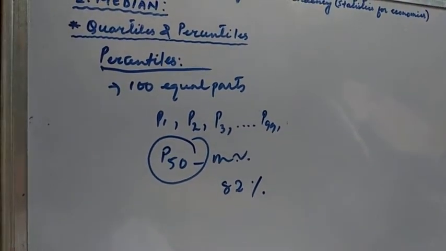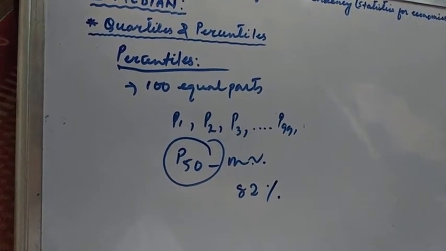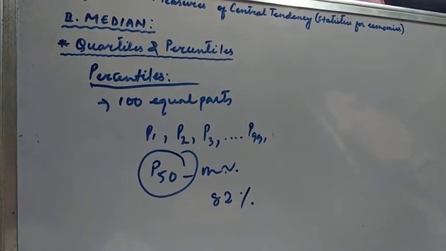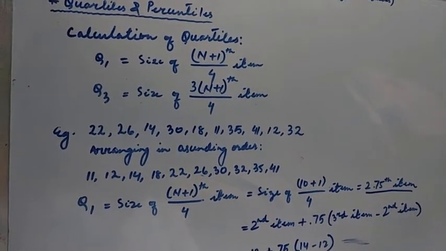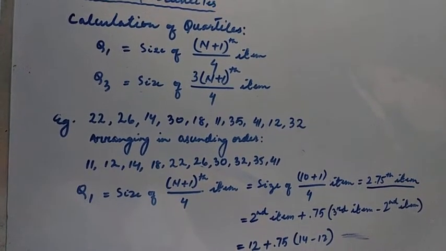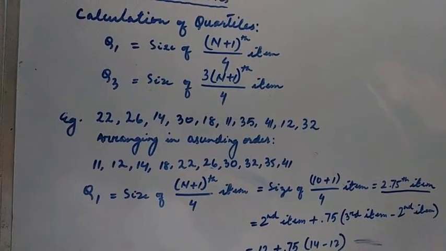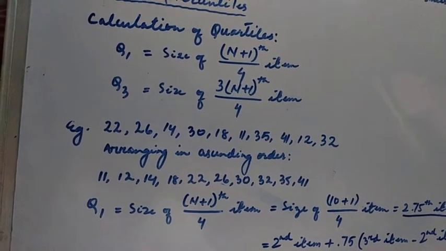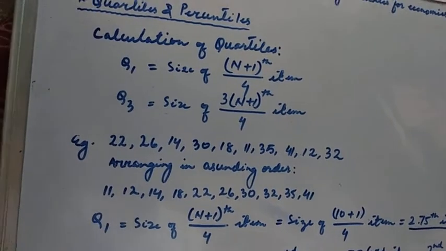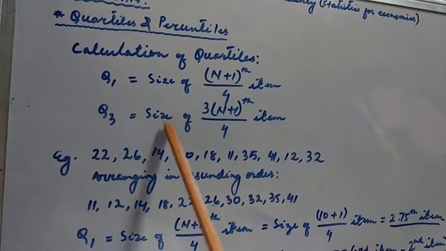We shall see how we compute quartiles with the formula. For the calculation of quartiles, the method for locating the quartile is the same as that of the median in the case of individual and discrete series. The values of Q1 and Q3 can be obtained by the following formulas. To find Q1, you use this formula. For Q3, you use this formula.